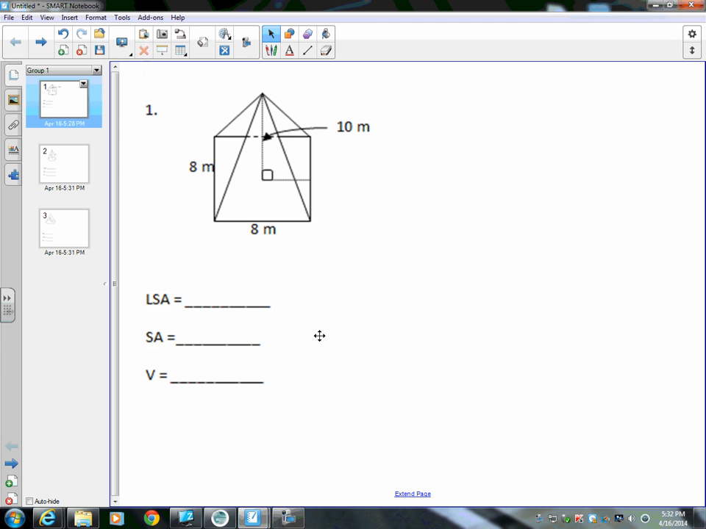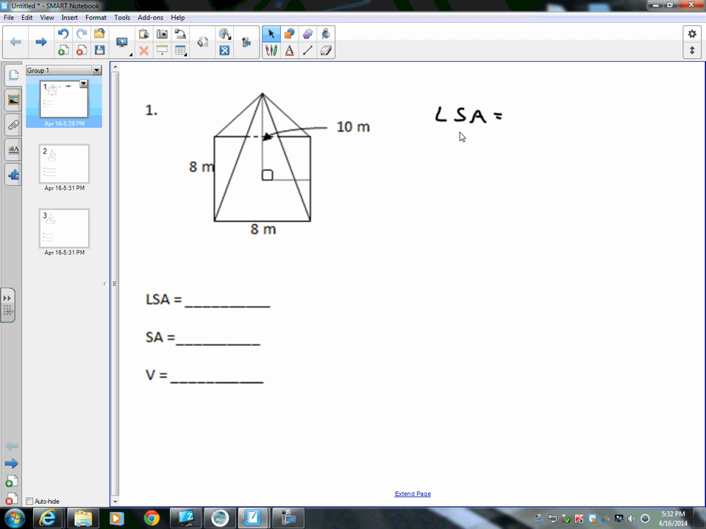Okay, this is from worksheet 10-4, which is going over pyramids and cones. We're going to find the lateral surface area, total surface area, and volume for both of those figures, pyramids and cones. So we're going to start with number one. We're looking for lateral surface area first. So let's look at lateral surface area.